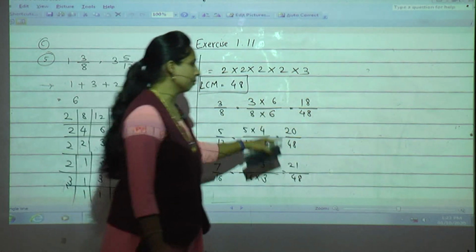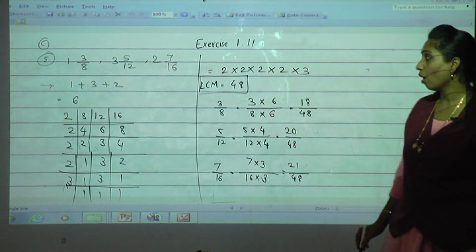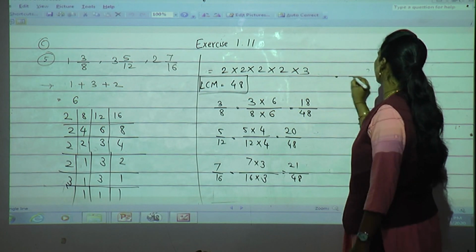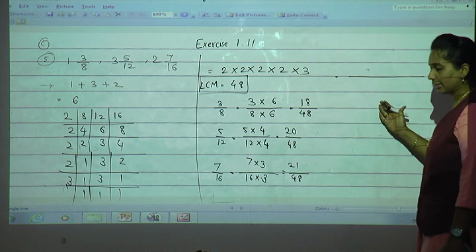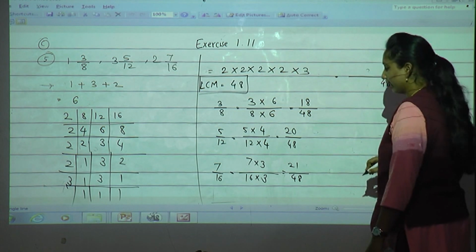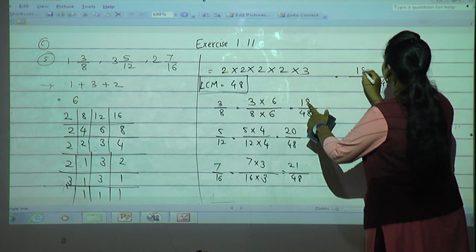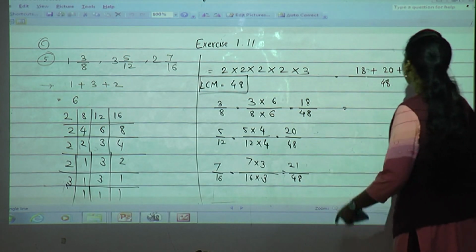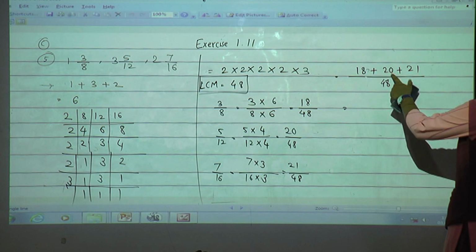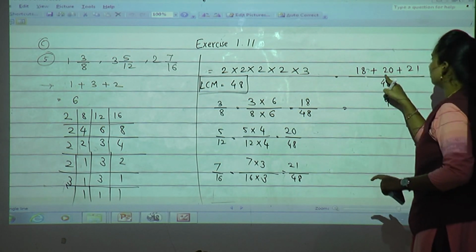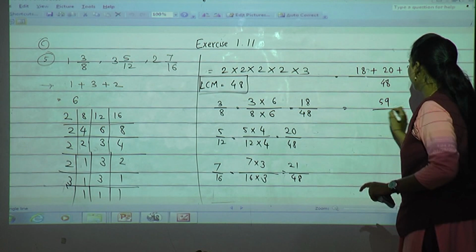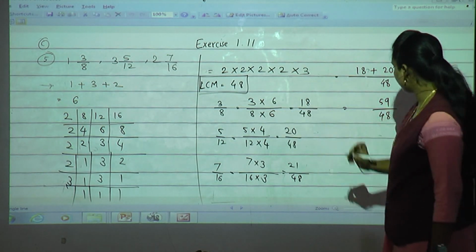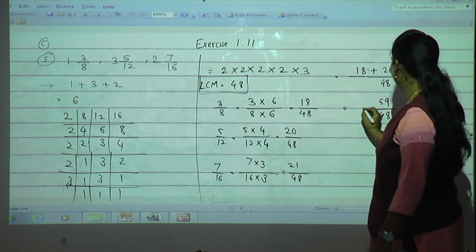Now we got 3 numbers, denominators are same. So now we can add 3 numbers together with the same denominator. Now I will not write again, I will do directly here. 48 commonly I will write. 18 plus 20 plus 21. So add together. 8 plus 0, 8. 8 plus 1 is 9. 2 plus 2 is 4. 4 plus 1 is 5. 59 divided by 48. Now whole number is there, isn't it? What is the whole number?